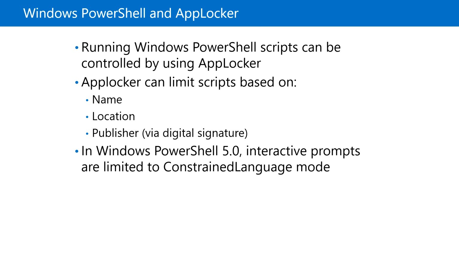Also, unlike the all signed execution policy, AppLocker can allow scripts that are signed only by specific publishers, not all publishers. It can allow based on the specific publisher of the script. So in Windows PowerShell 5.2, a newer level of security has been added, which is using AppLocker to secure our script.